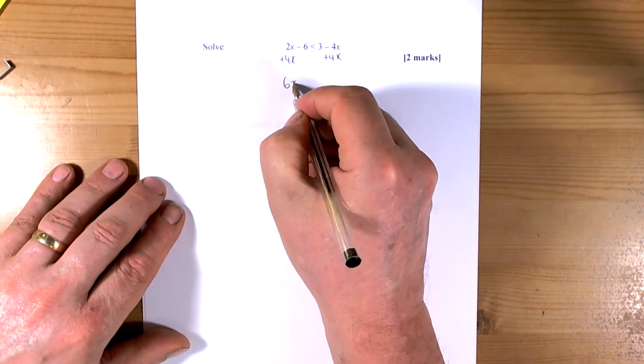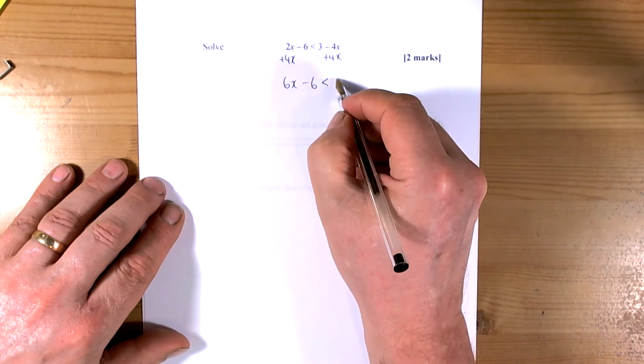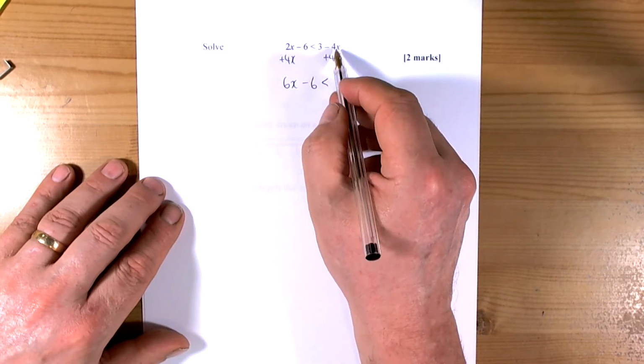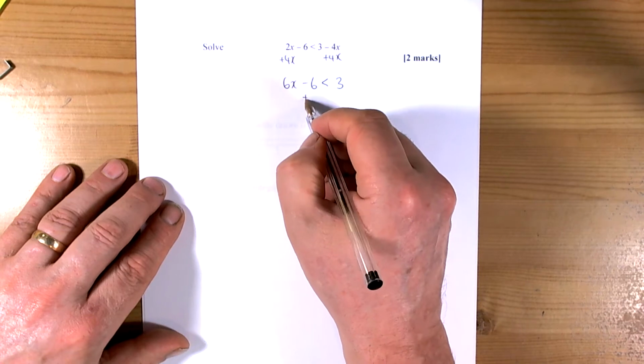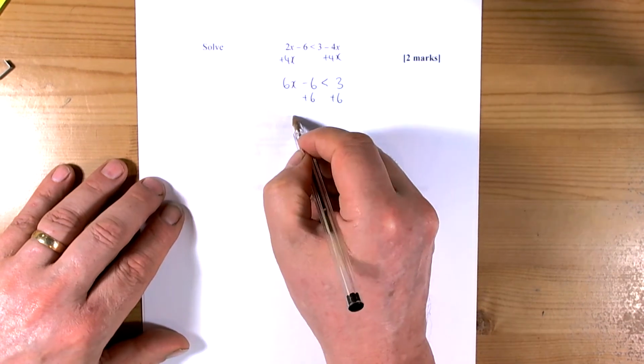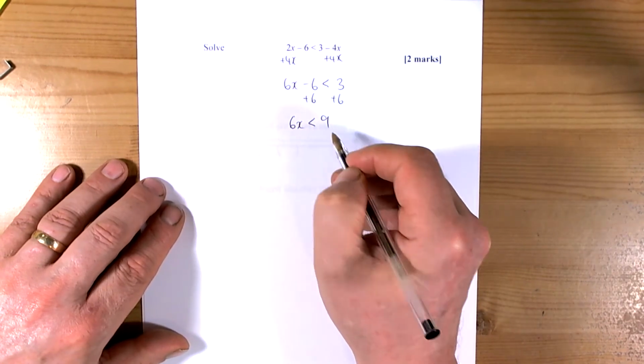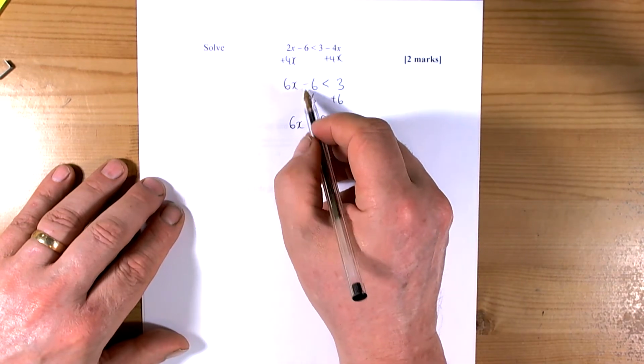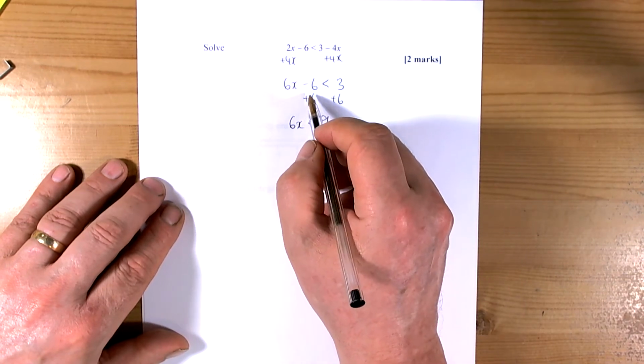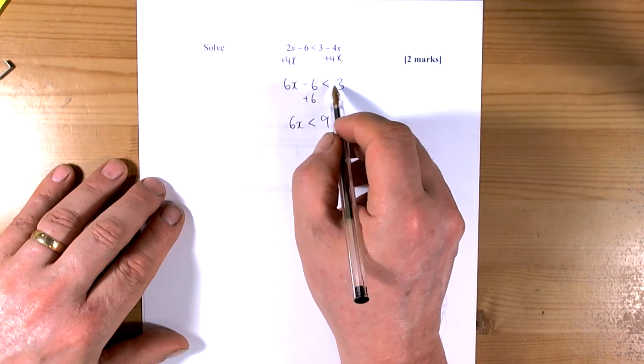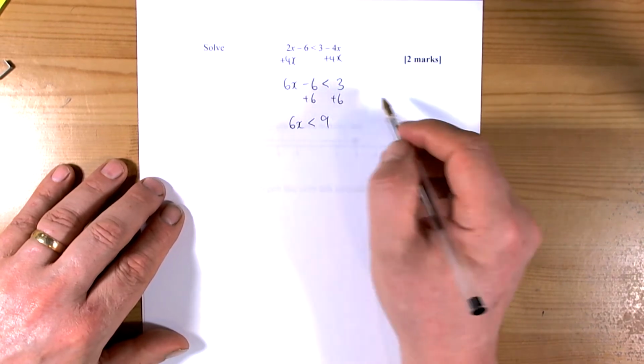So that's going to give me 6x, take away 6 is less than 3, because negative 4x plus 4x is 0. I'm then going to add 6 to both sides. So we've got 6x's are less than 9. And opposite operations all the time when we're cancelling things out from one side of an equation to another, or one side of the inequality in this case to another.